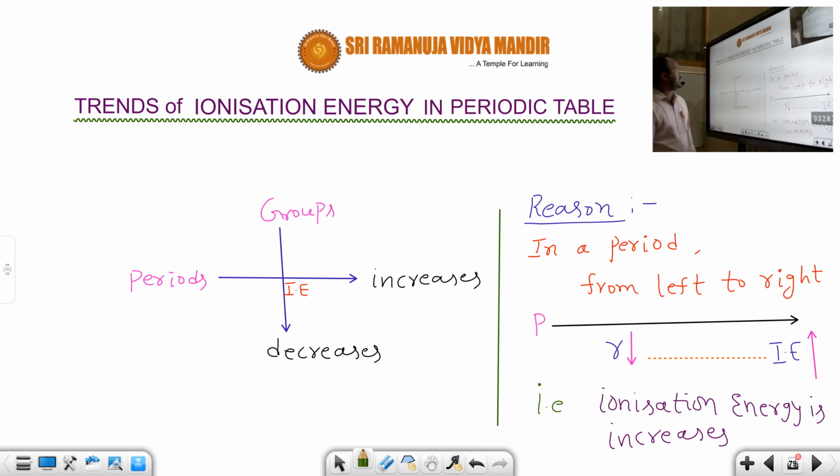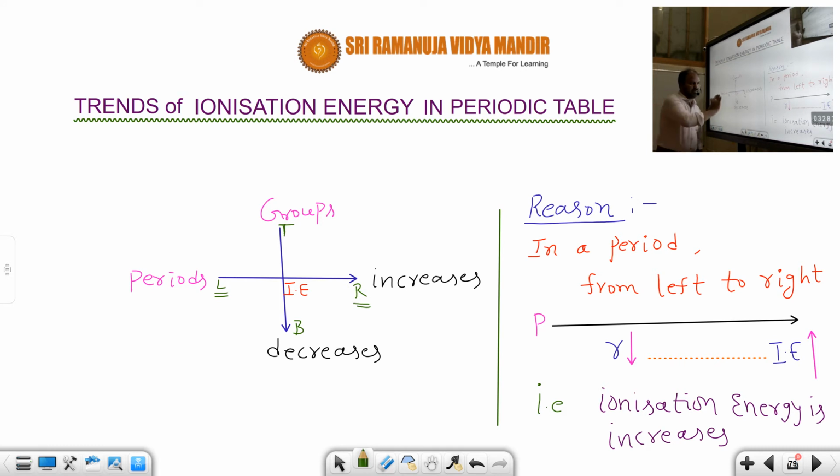After that, trends of ionization energy in the periodic table. We know that in the periodic table 7 periods are there and 18 groups are there. Periods mean horizontal rows, groups mean vertical columns. For periods you always have to observe from left to right. Groups mean top to bottom, vertical columns, so we can write them from top to bottom.